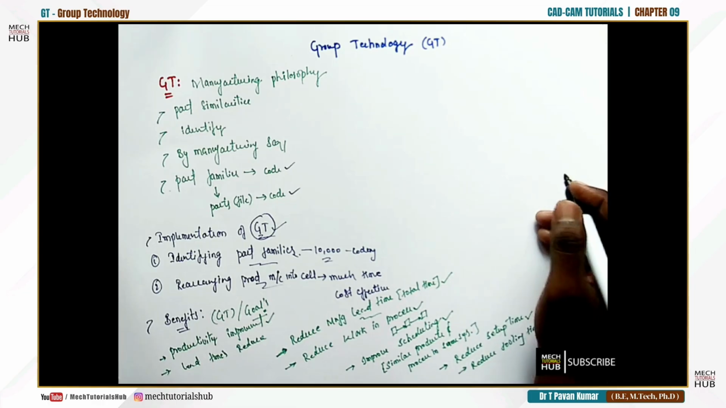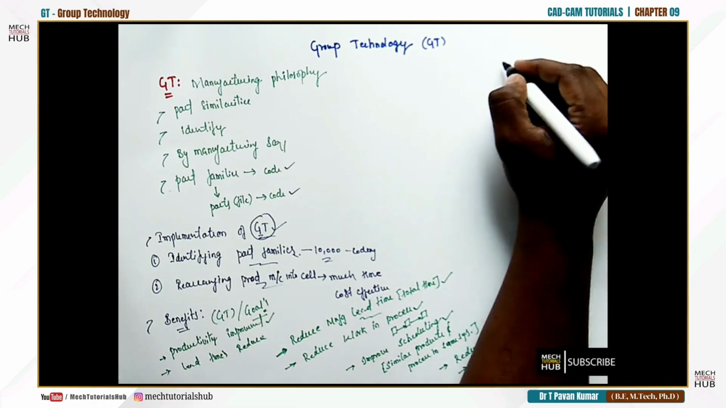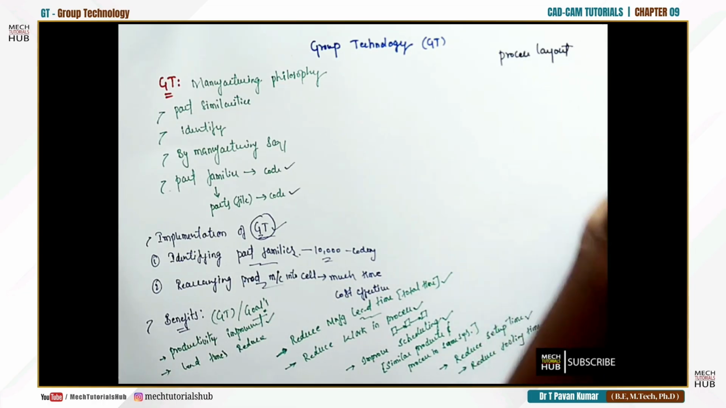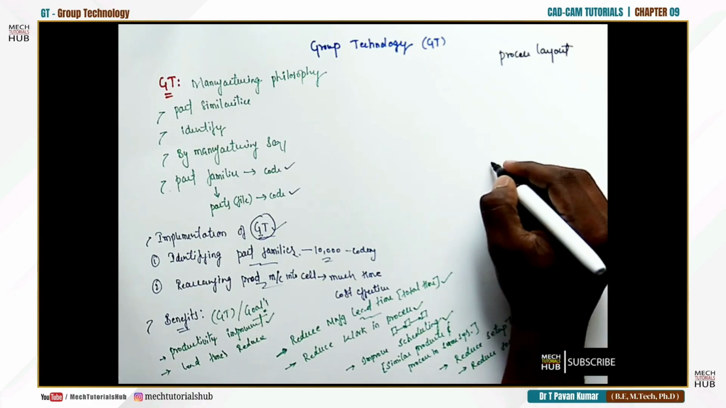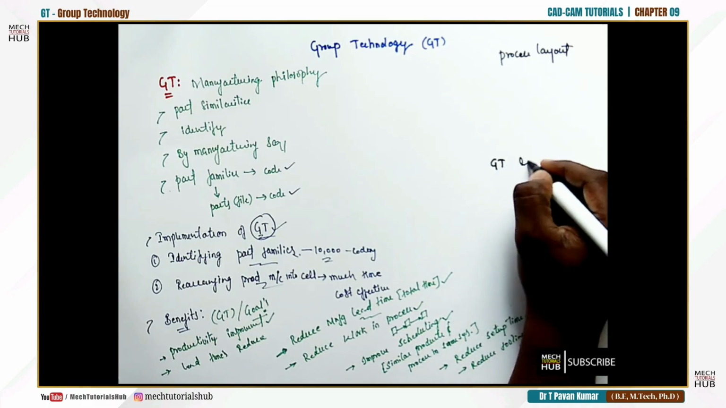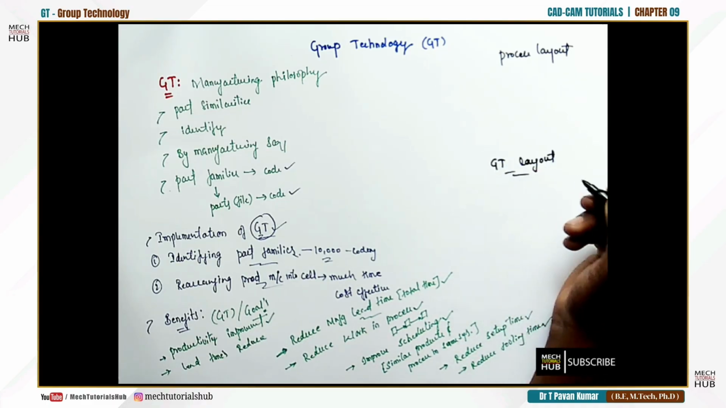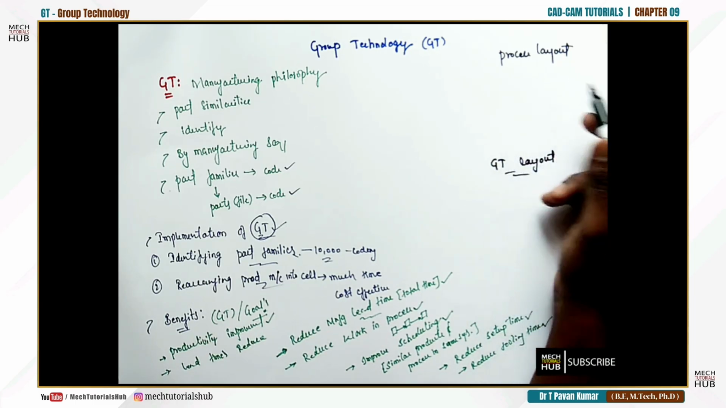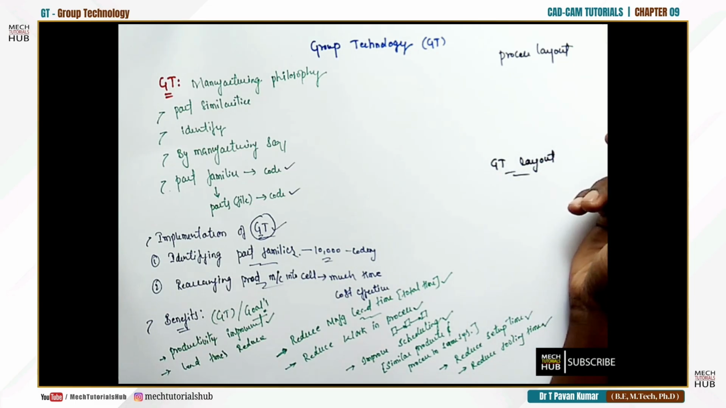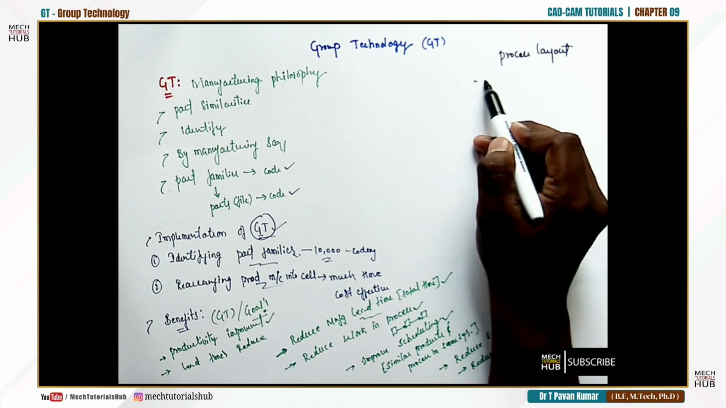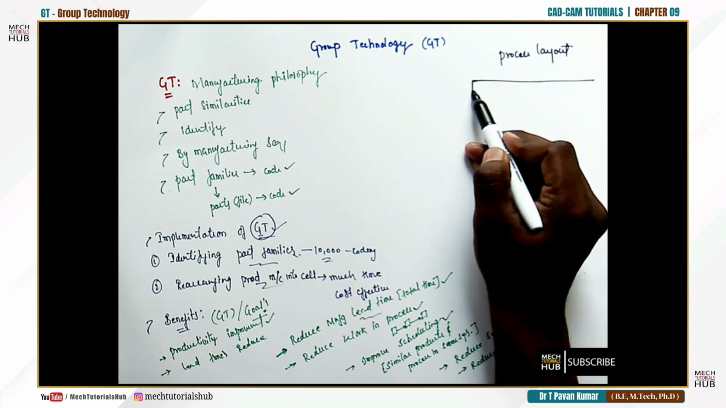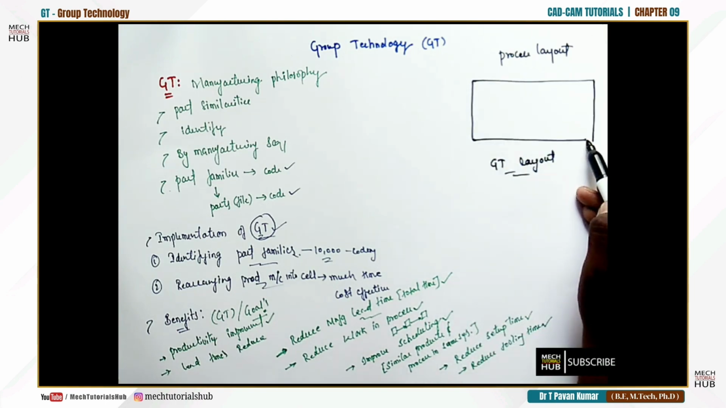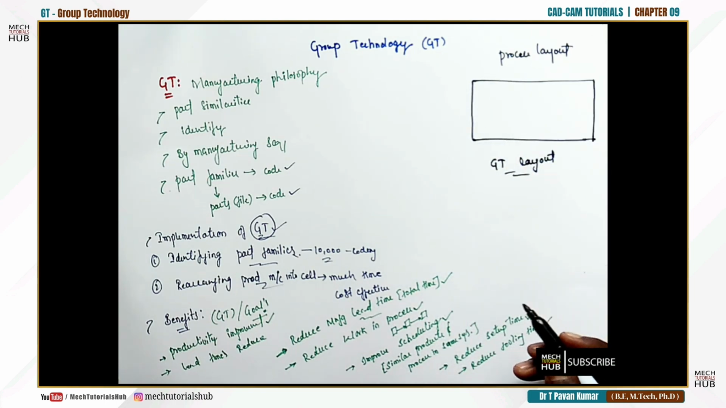First one, I'll name it process layout. Secondly, I'll name it group technology layout, or group technology process layout. Before group technology, we used to have only process layout. So how was the shop floor in those days? Consider the complete space of the shop floor, where you need to place all your machines for a specific work to perform.